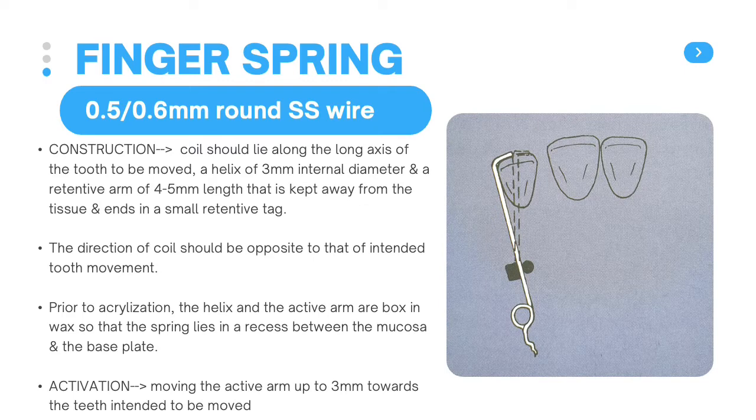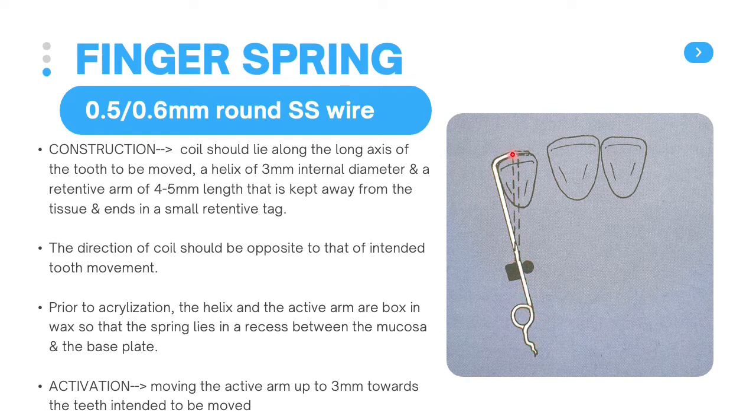How to construct a finger spring? The coil should lie along the long axis of the tooth to be moved. A helix of 3 mm internal diameter and a retentive arm of 4 to 5 mm length that is kept away from the tissue and ends in the small retentive tag. The direction of coil should be opposite to that of intended tooth movement.